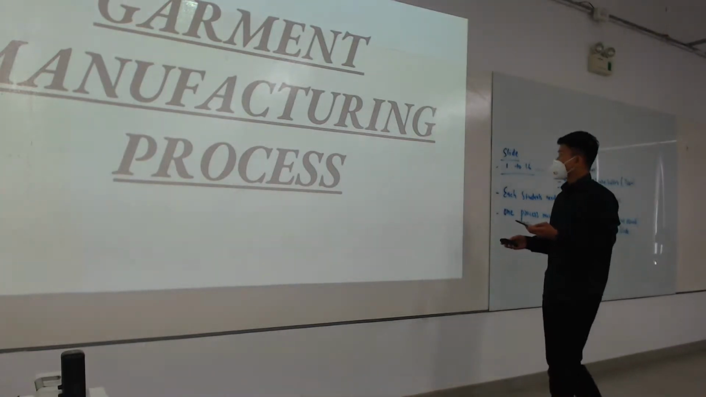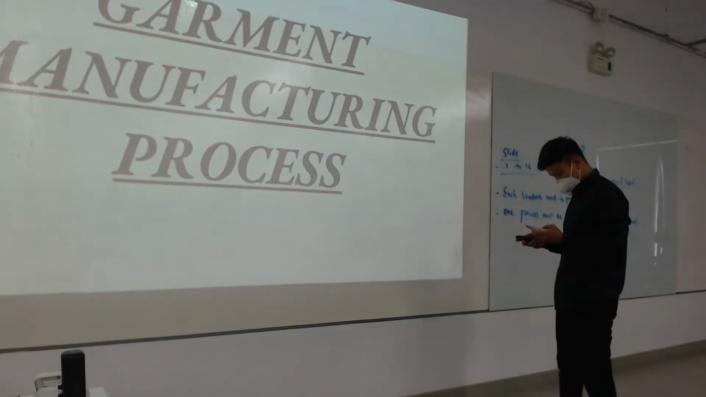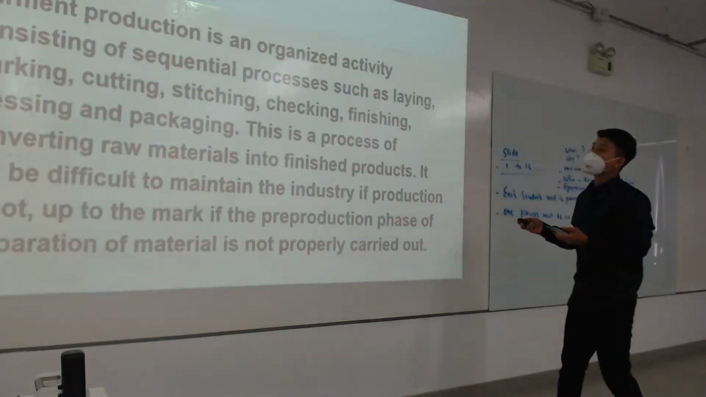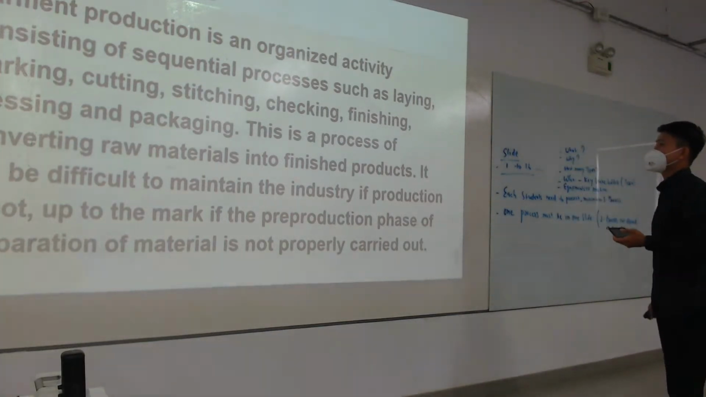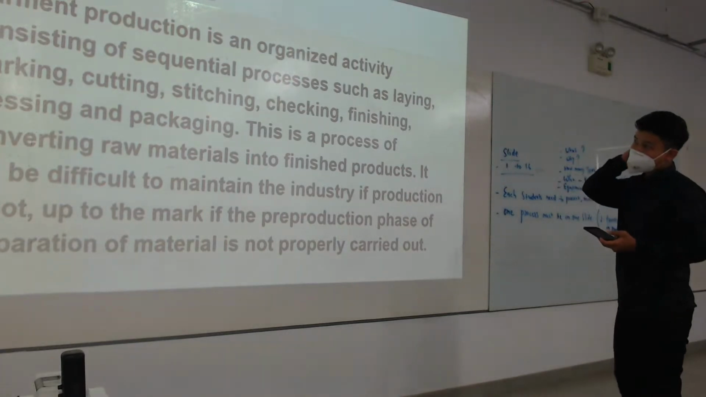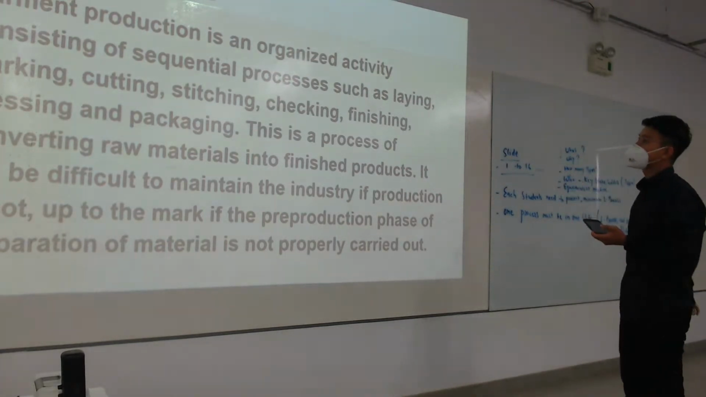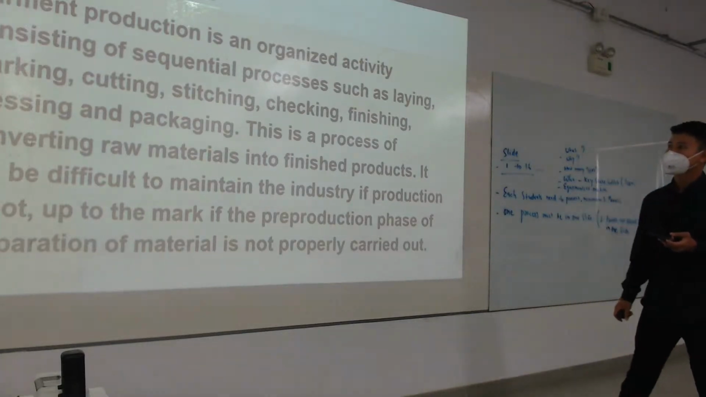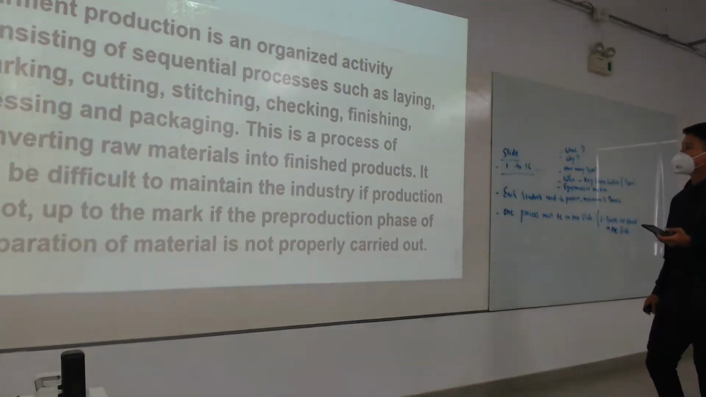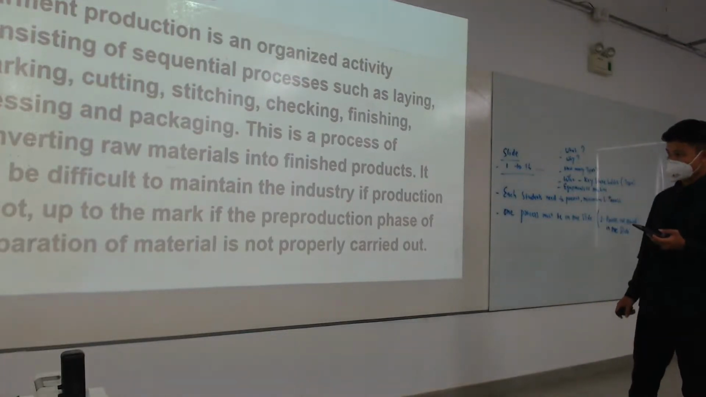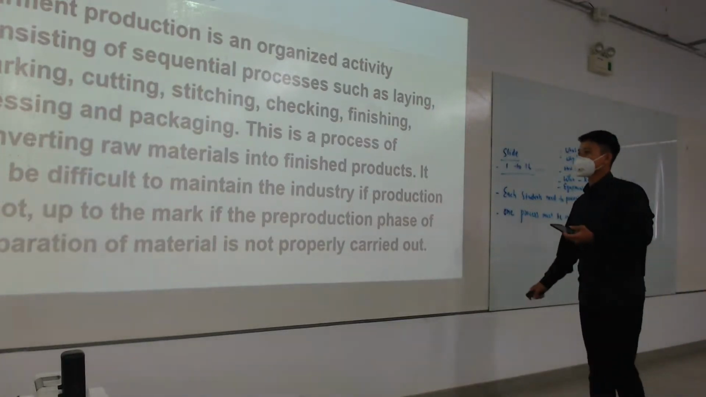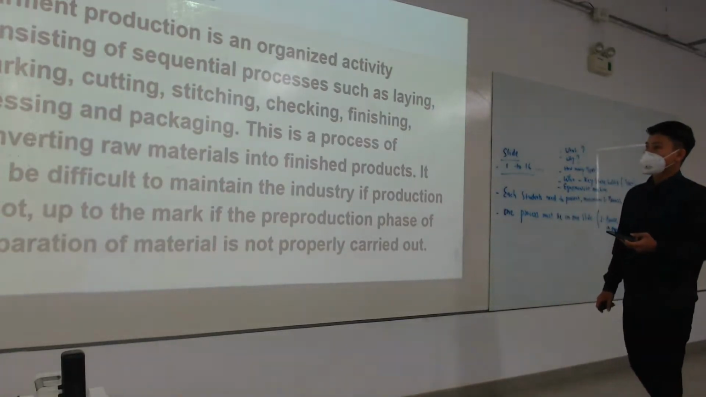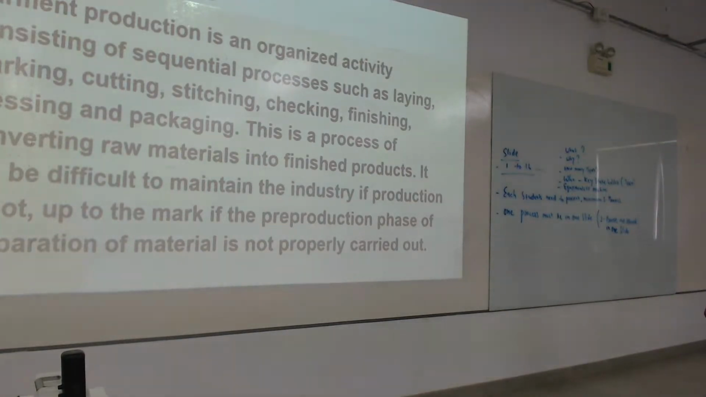The garment manufacturing process. I want to introduce garment production. Garment production is an organized activity consisting of sequential processes such as laying, marking, cutting, stitching, checking, finishing, pressing, and packaging. This is a process of converting raw material into finished product.